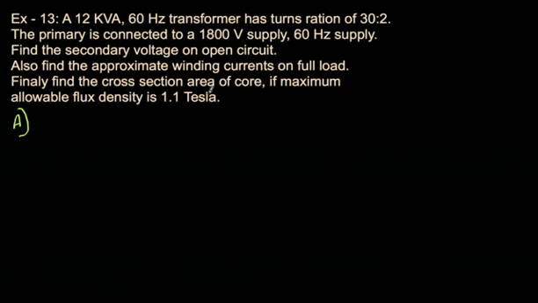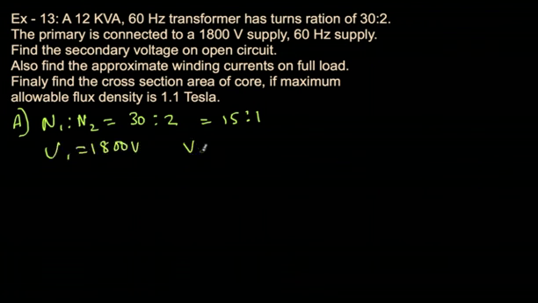The ratio is given. So n1 is to n2 is 30 is to 2. This is actually 15 is to 1 if you further simplify it. So you know that it is a step down transformer. The primary is high voltage and the secondary is low voltage. The primary is connected to V1, that is 1800 volts. So right away I can find what is V2.